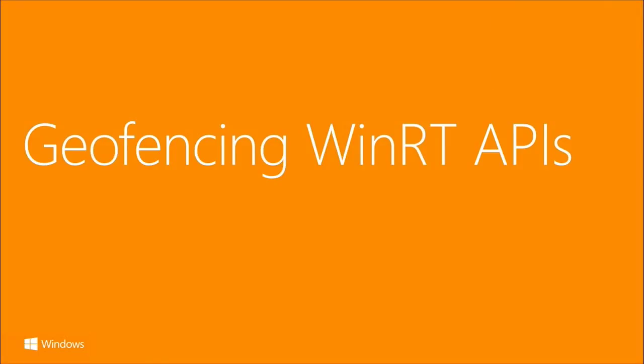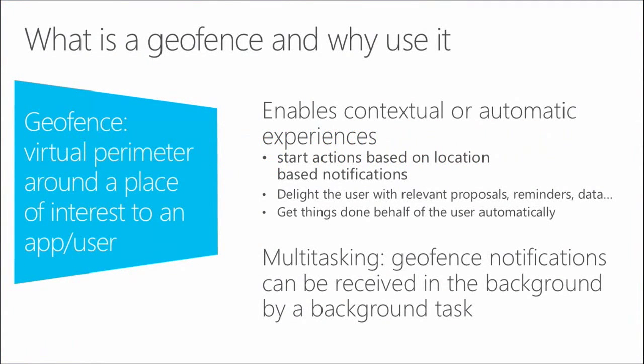And so the moment everybody's been waiting for is the geofencing WinRT APIs. Geofencing enables this contextual automatic experience where we can start these actions based on some location notifications. This is great. This allows us to tell the user, hey, you're near this restaurant, or you're near the zoo, or I see you're near work.